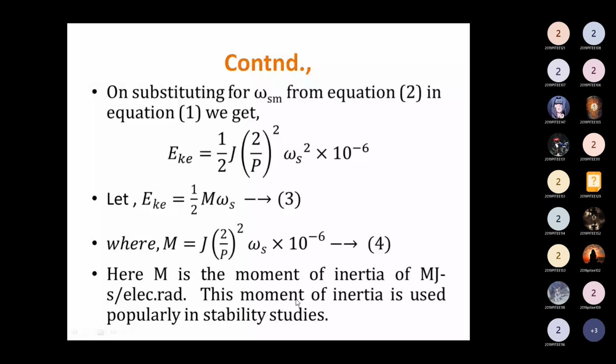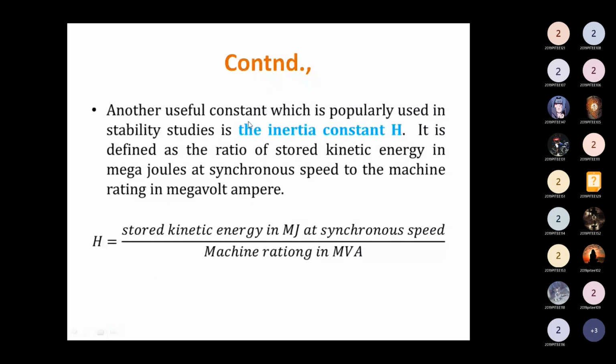In stability analysis, we always have to incorporate the term M as well as H. So the inertia constant term is utilized as well as the moment of inertia. Wherever you have the mechanical swing, you have M as well as H. Another useful constant is popularly known as the inertia constant H. It is defined as the ratio of stored kinetic energy in megajoules at synchronous speed by the machine rating in MVA. So this is my inertia constant ratio.